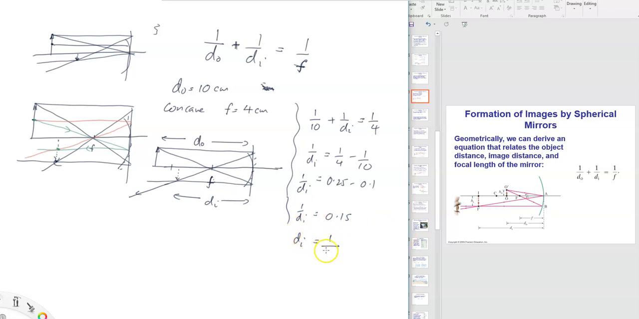What is dI? dI will be 1/0.15. So we take the calculator. 1/0.15 gives 6.66 centimeters. This distance, I mean, it looks right. This is 4 centimeters over here, this is 8 centimeters over here. Yep, it kind of looks close. 6.66 centimeters.